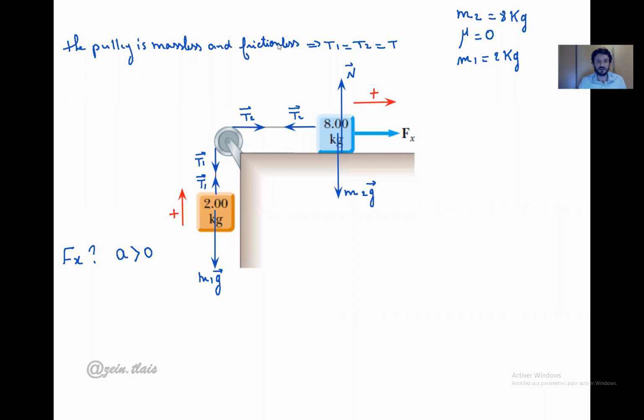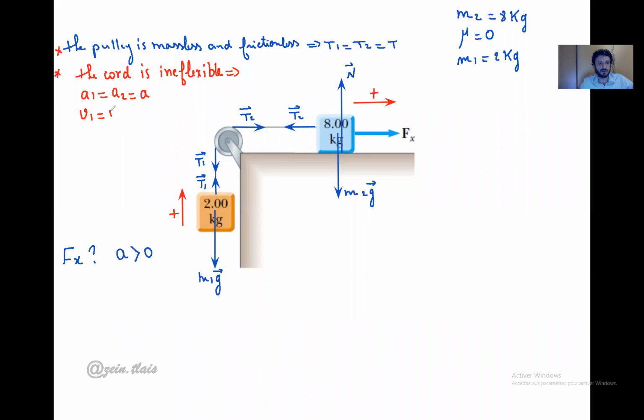Now let's apply Newton's second law. We can say before also, the cord is inflexible, so A1 equals A2 equals A. Okay, and we have the same V. V1 equals V2 equals V. By applying Newton's law, the summation, you know, we have to take M1 alone and M2 alone. We cannot combine these two objects into one system.